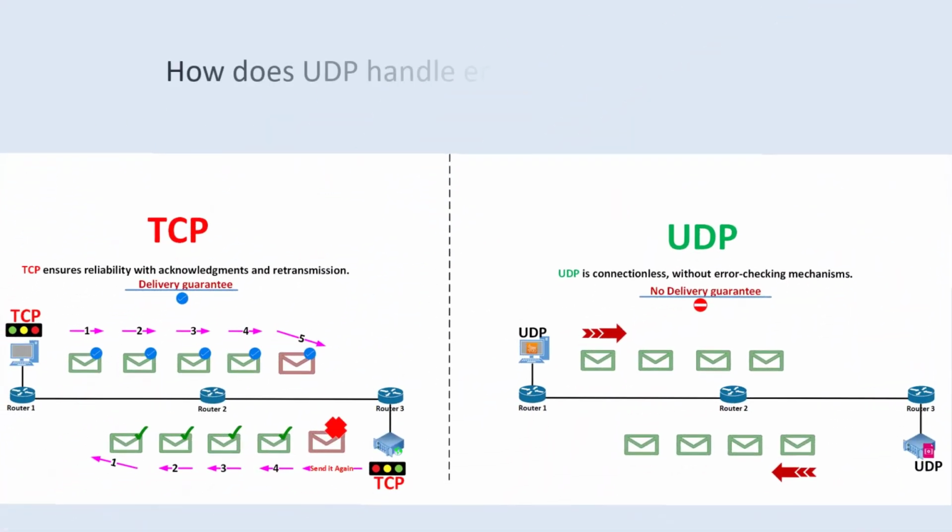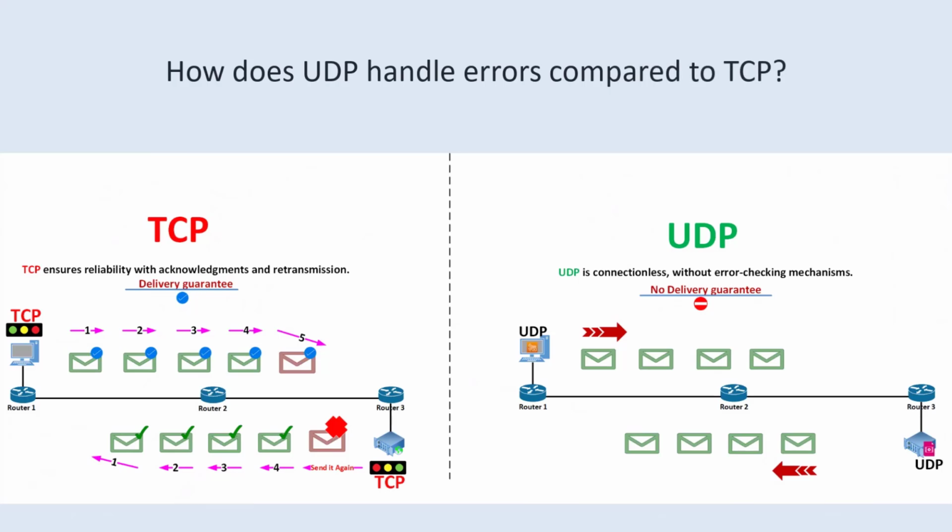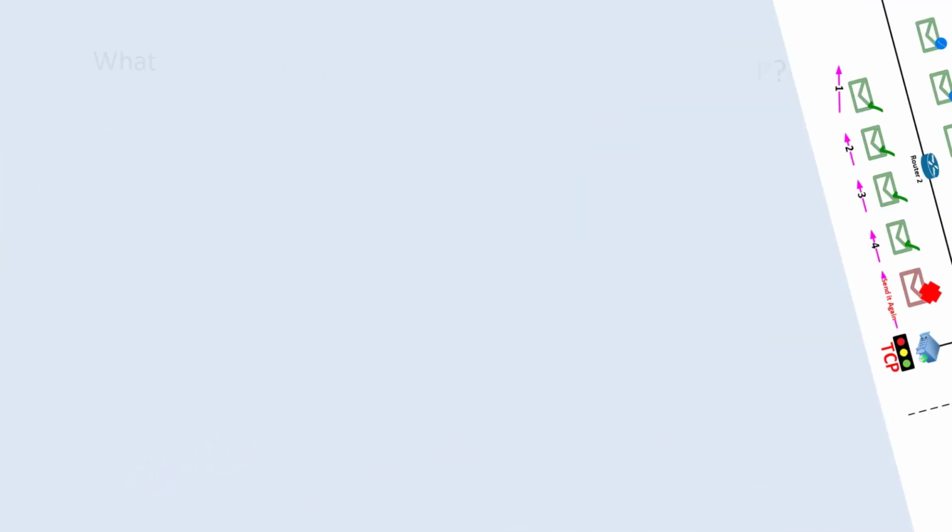How does UDP handle errors compared to TCP? My friends, unlike TCP, UDP does not provide error checking and correction mechanisms. It is considered a connectionless protocol, which means it does not guarantee delivery, ordering, or error recovery.